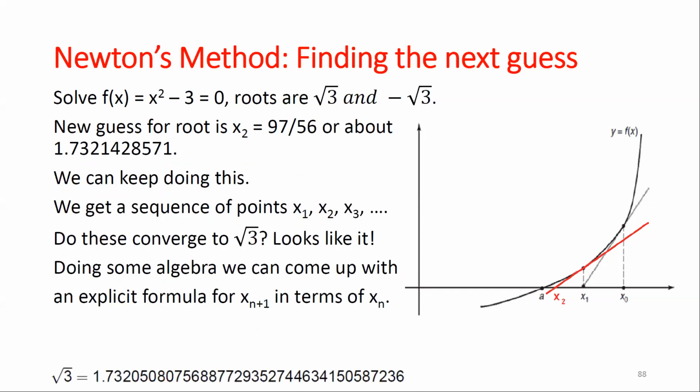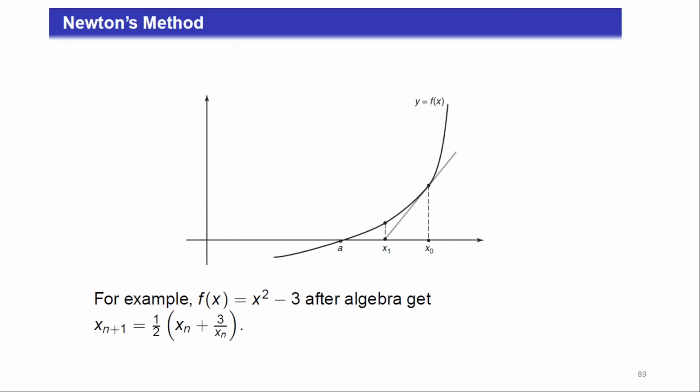Okay, so we can keep going. Technically, wouldn't we never get there? We'd get there at infinity. Correct. But we should get very, very close. If you do a little bit of algebra, which would be a really good exercise, you get that the next term in your guess is 1/2 your previous guess plus 3 divided by your previous guess. So that's what happens if you simplify the algebra.